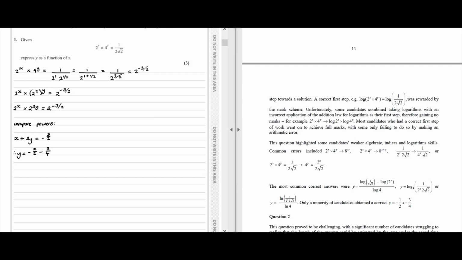This is just GCSE work in my opinion. There is nothing complicated in this question. You just have to know your laws of indices to do this question.